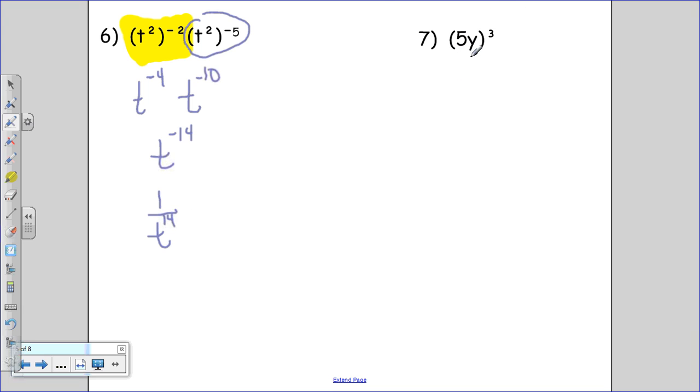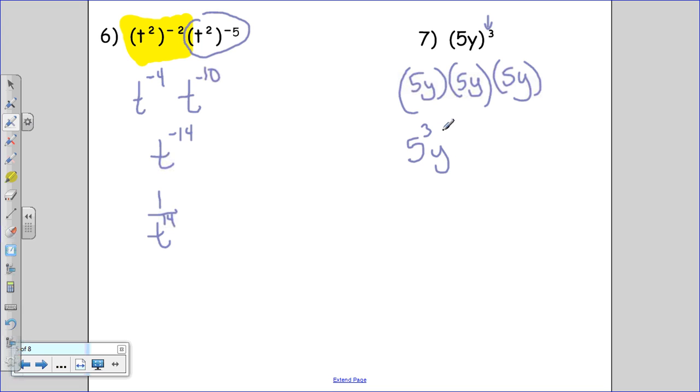Now, this one has two numbers or variables. You can have different variables in here too, but two different values, both raised to this power of 3. So the power of 3 means that I'm going to have 3 of these right here, right? 5y times 5y times 5y. There's 3 of them. That's what that means. Well, if I have 3 5s, then what I have is 5 to the 3rd, and I have 3 y's, then I have y to the 3rd.